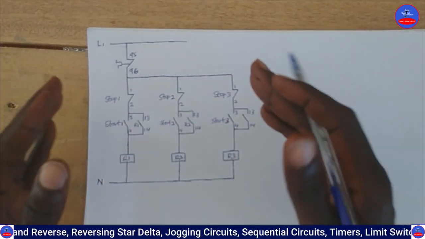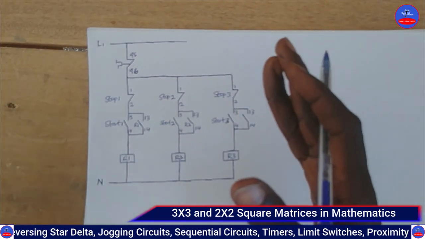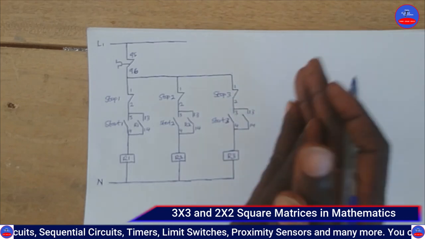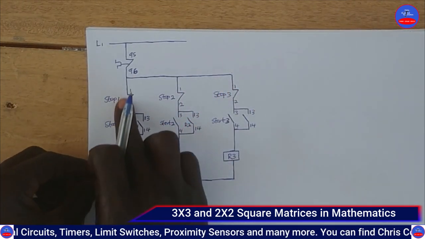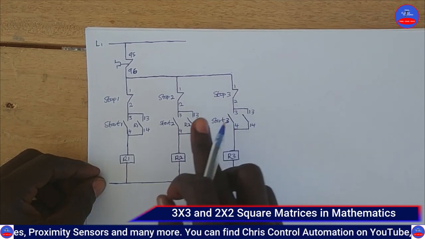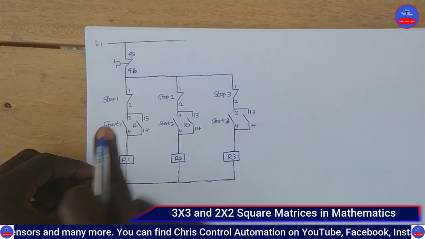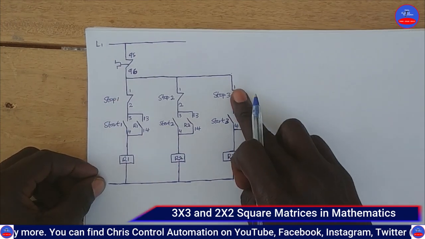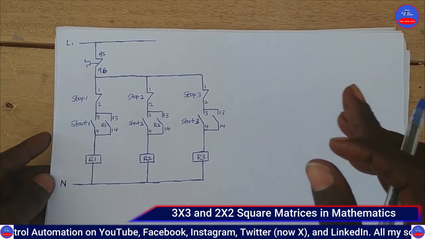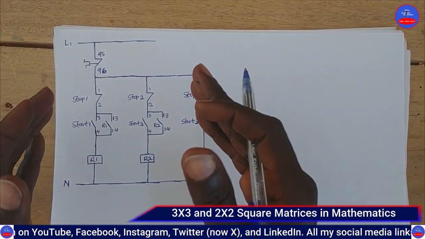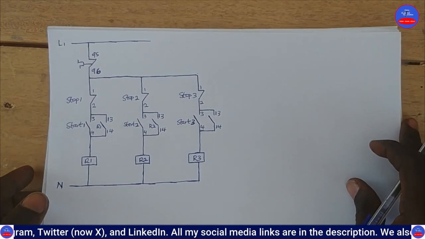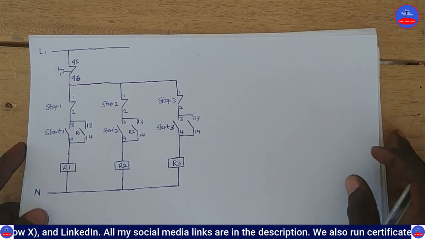So now we are going to use the matrix. The matrices, 3 by 3 and 2 by 2 square matrices, to design the logics so that when you start it from here, you can use any of these to stop it. When you start it from here, you can either stop it from here, or use this one to stop it, or use this one to stop it. So that is what you are going to use the 3 by 3 and 2 by 2 square matrices for, to design the control logics. It is so simple. All right, very simple. So now let's begin.